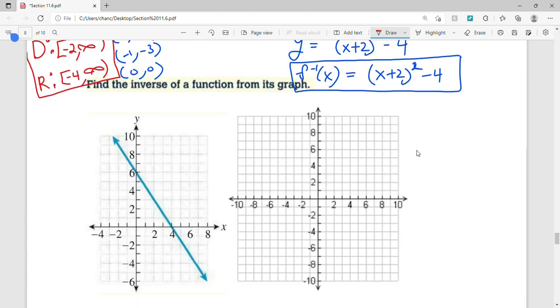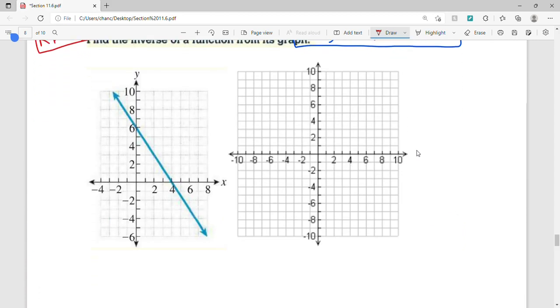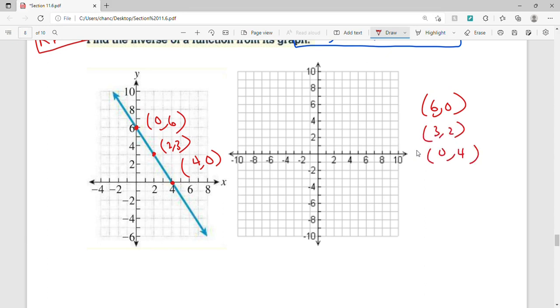Find the inverse of the function from its graph. To do this, I'll look at nice points on the graph. This is a nice point. This is 0, 6. And this is also a nice point. Let's call this one 4, 0. We could try to find another one. This looks like 2, 3 to me. What does the inverse do? The inverse swaps them. 6 goes to 0, 3 goes to 2, and a 0 goes to 4.